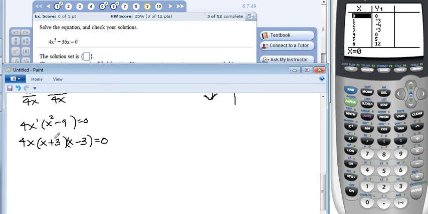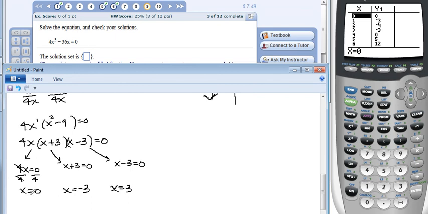So now I have something times something times something equal to 0. That means one of these somethings has to be 0. So either this is 0, or this is 0, or this is 0. Now I've got my three solutions. I have three linear equations, and I can solve each one individually. So x is equal to 0. I can subtract my 3 across: x equals negative 3. Or I can add my 3 across: x equals 3. There's my three solutions.